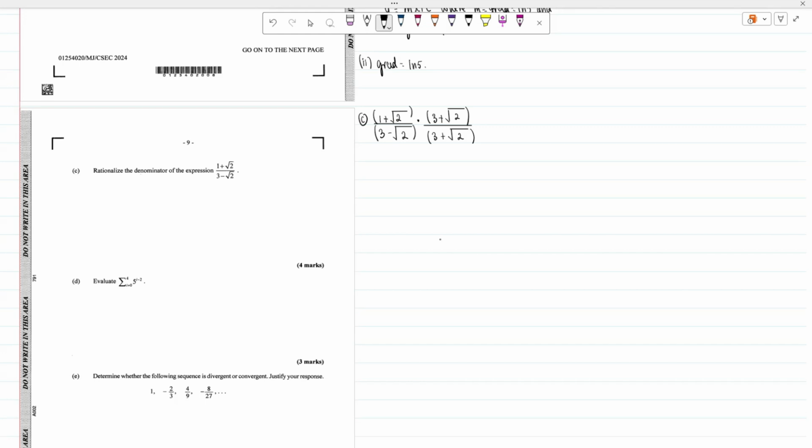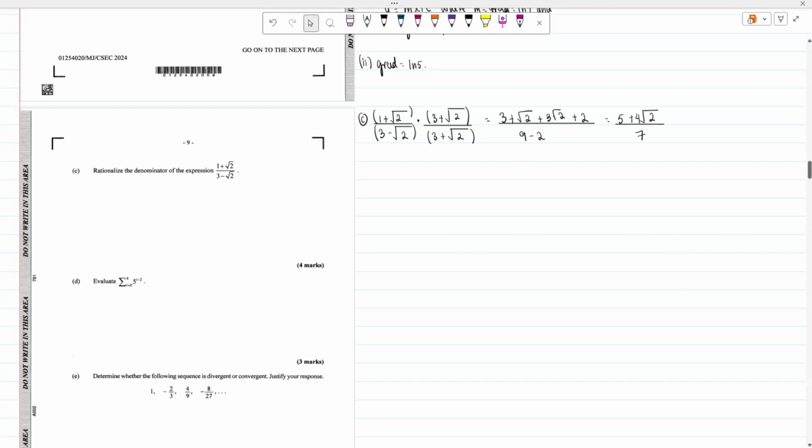Let me go and rationalize. This is equal to, I'm multiplying everything by 1. I'll get (1 plus root 2) times (3 plus root 2), over (3 minus root 2) times (3 plus root 2). This is a difference of 2 squares. I'll get 3 squared, which is 9, take away root 2 squared, which is 2. On top, 3 and 2 is 5, plus 4 root 2, over 9 minus 2 is 7. Cool? We rationalized the denominator there.